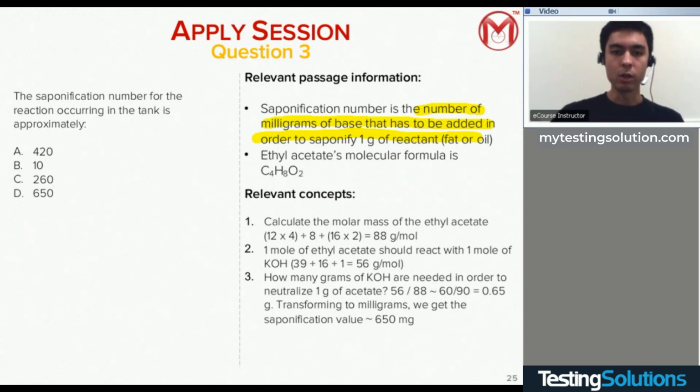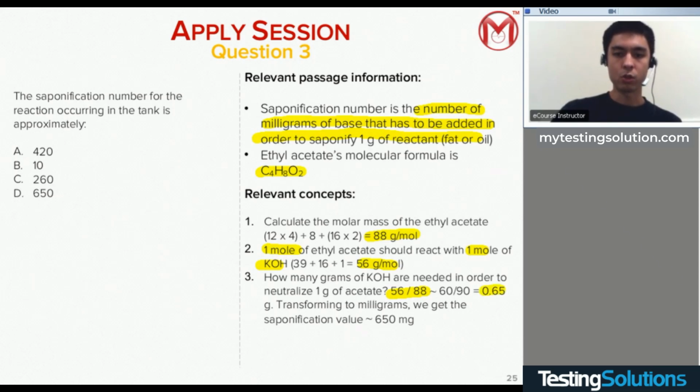Okay, we know what the ethyl acetate's molecular formula is. We can calculate its molecular weight, 88 grams per mole. So again, the question is the number of milligrams of base to get rid of 1 gram of the reactant. Okay, so 1 mole of the ethyl acetate should react with 1 mole of the potassium hydroxide, which has a molecular weight of 56 grams per mole. So basically it's just a ratio of the two. 56 over 88 is roughly 60 over 90, roughly 0.65.